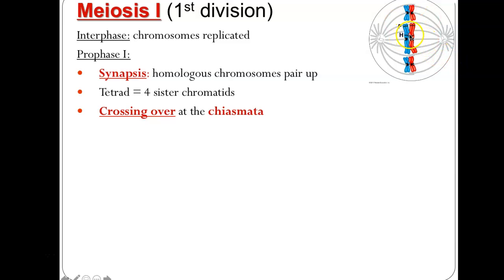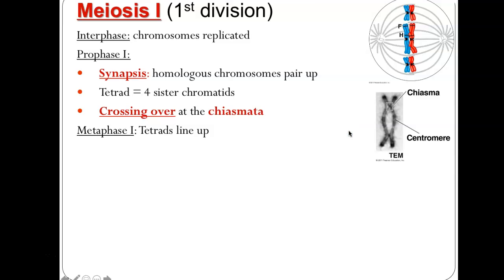So if you look right here, do you see how this red one took a piece of blue and this blue one took a piece of red? They synapsed, they crossed over. The site of crossing over where the chromosome broke off and reattached to the other chromosome is called the chiasmata. So be sure to let me know if that confused you.